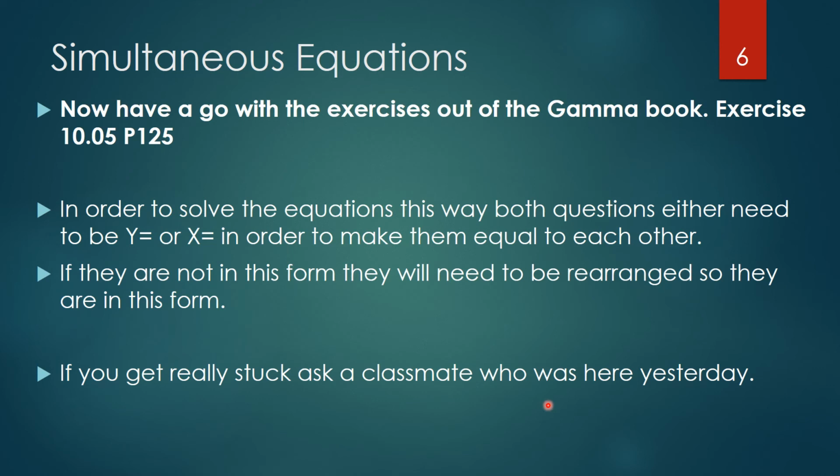Cool, so now you're going to have a go for yourself with the exercise out of the Gamma book. We're going to be working on page 125 that I mentioned earlier, exercise 10.05. In order to solve the equations this way, we need to make sure that both of the equations are either y equals or x equals. If it's x equals in one and y equals in the other, we're not going to be able to solve it using this method. So we're going to need to rearrange the equations to make sure that they are in that form. So make sure the equations are rearranged.